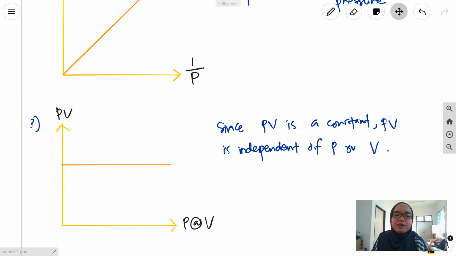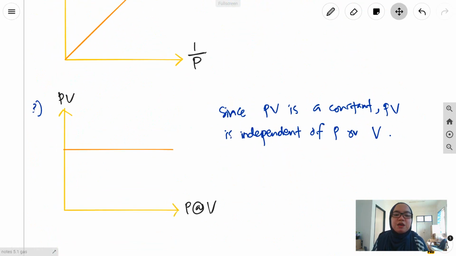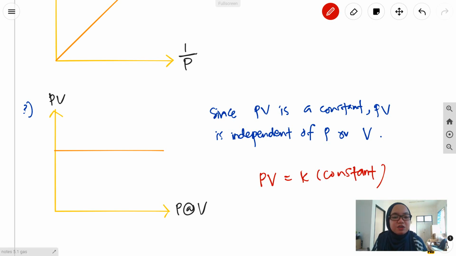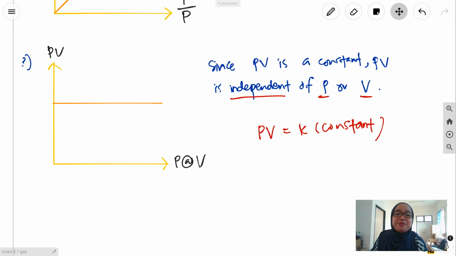Alright, next we have the graph of PV against P or against volume. Since we know that PV is equal to K, a constant, this is the graph for it. So PV is constant. That means since PV is a constant, PV is actually independent of P or V. So this is why the graph is like this. Okay? Alright. It's very simple.